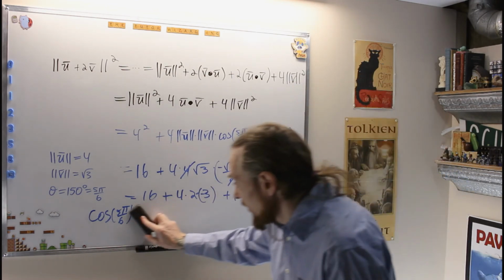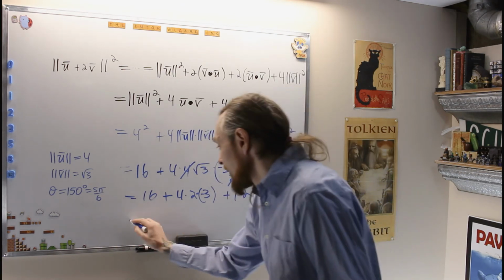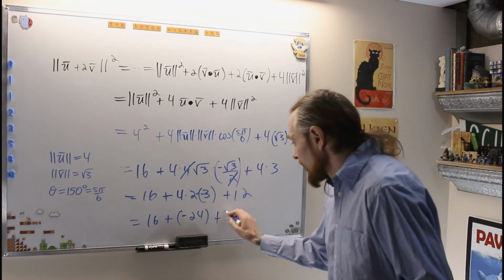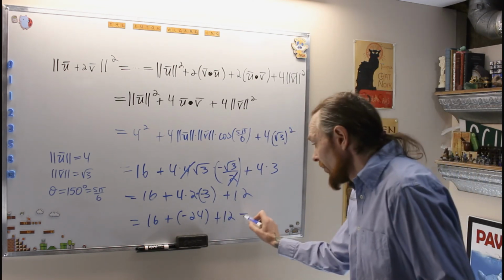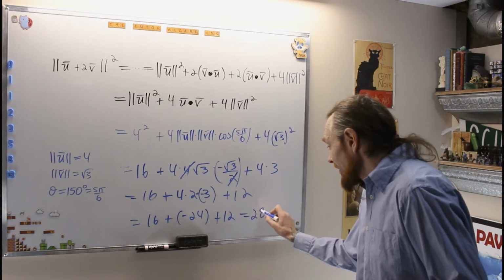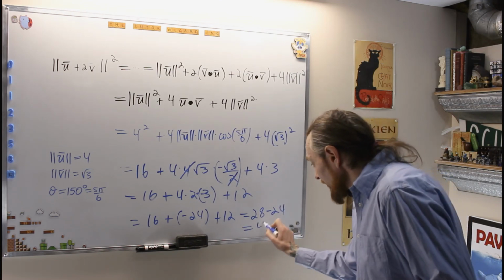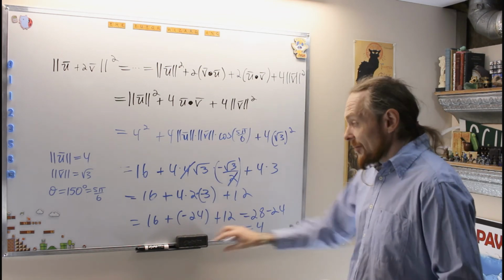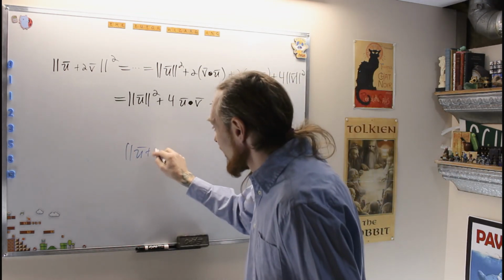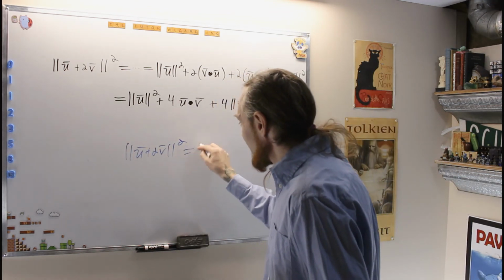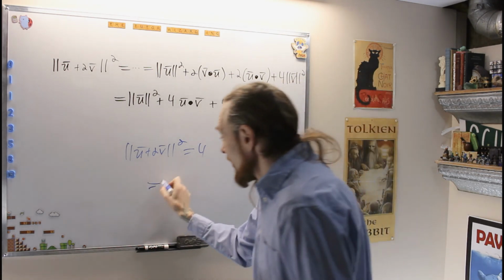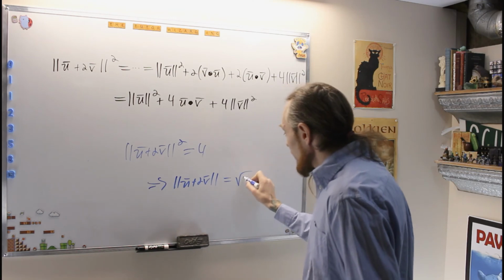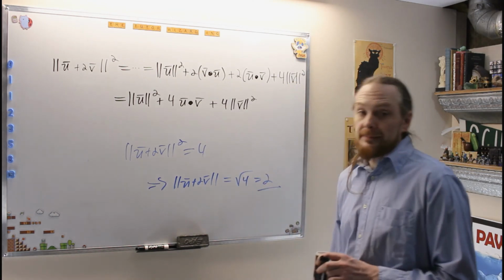So I have to squeeze it in there. Now what do I get? This is 16 plus 8 times 3 plus 12, which is 28 minus 24, which is 4. We've calculated the norm squared, and if they wanted the norm, then we have to take the square root. The norm of u plus 2v squared is equal to 4. So the norm of u plus 2v is the square root of 4, which is 2.